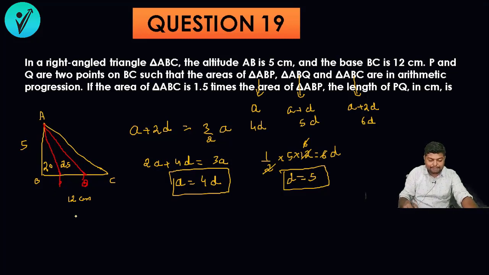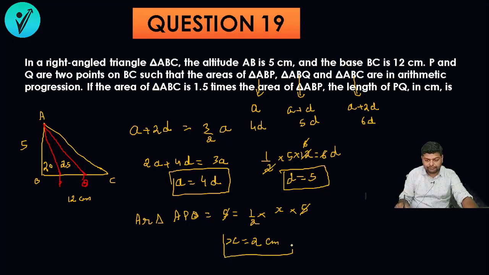The area of triangle APQ is 5. So 5 is equal to half of base, which will be x, let's assume it x, and height is 5. So simplify it, 5 and 5 cancel, so the value of x will be 2 centimeters. So the length of PQ is 2 centimeters. Again, an easy question, I'll say, not a difficult one at all.